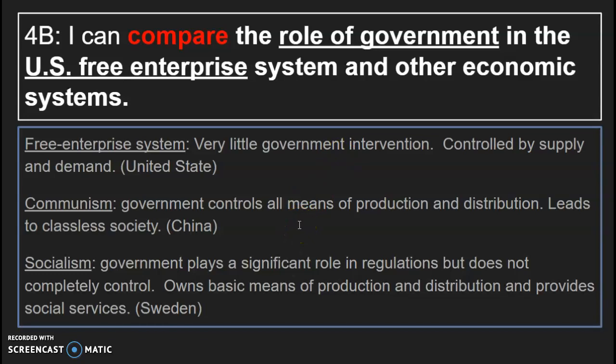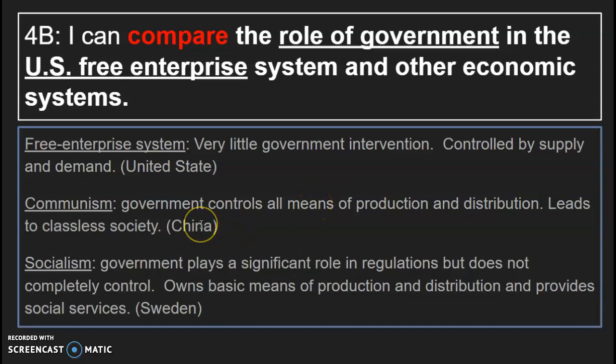In a communist government, basically the government controls all means of production and distribution, and this leads to a classless society. China is an example of a communist country. In China, the government decides what is going to be produced and how it's going to be sold in the country. The businesses and the factories are controlled by the government, and they have to do what the government tells them to do. So it's not really allowing for people to come up with ideas to make money. If it doesn't benefit the government, then they probably won't allow people to make it.